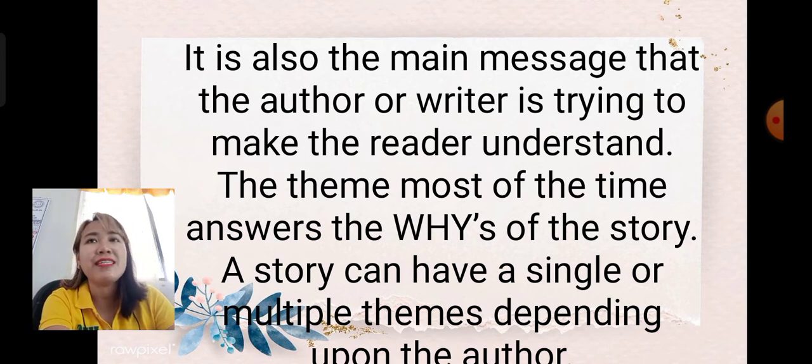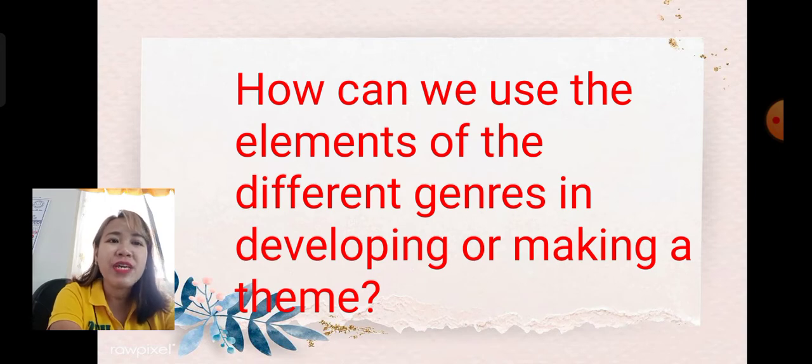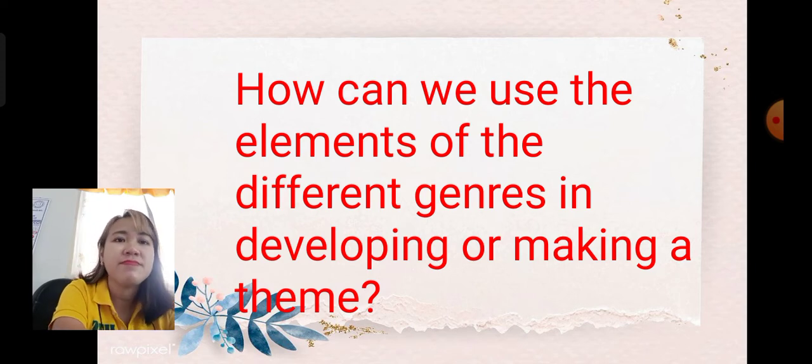So, it doesn't matter kung in the first, in the introduction, naisip niyo agad na ito yung theme, pero at the end or at the middle of the story nag-iiba. So, dun natin mas nalalaman kung ano ba yung pinapahatid ng isang writer sa atin. So, how can we use the elements of the different genres in developing or making a theme?